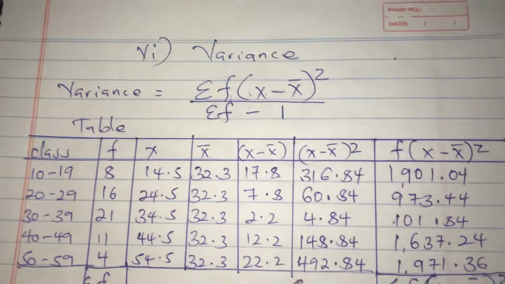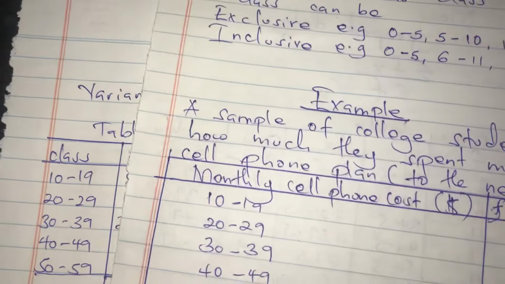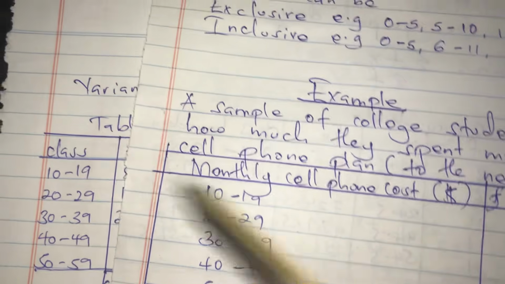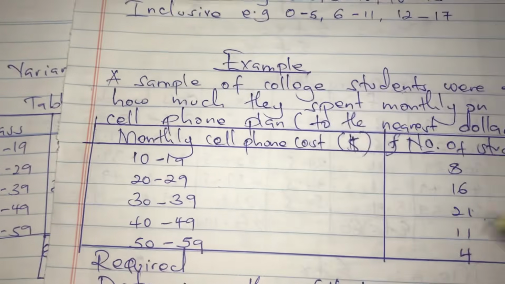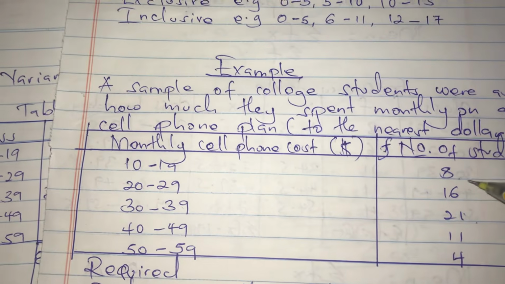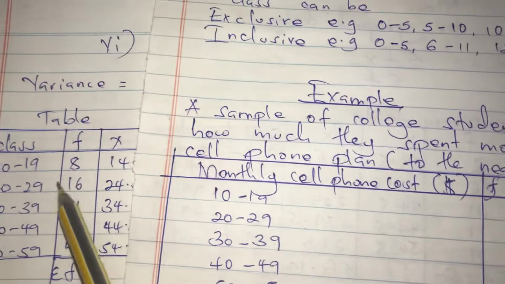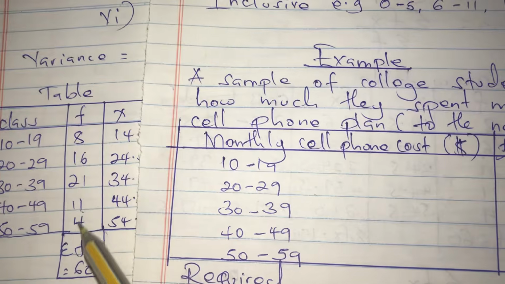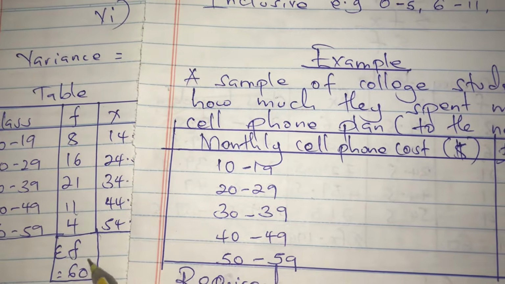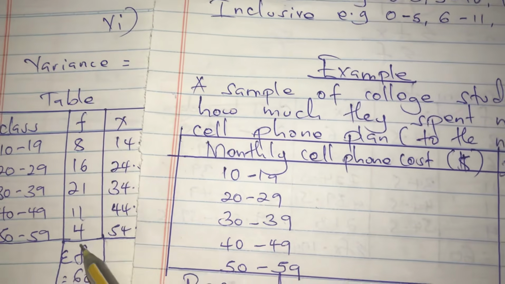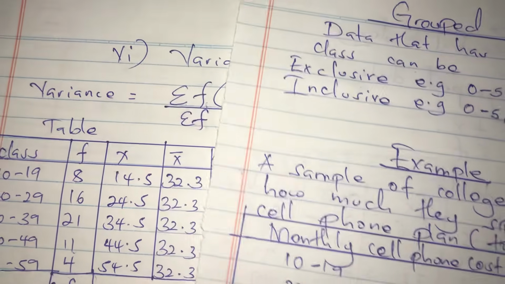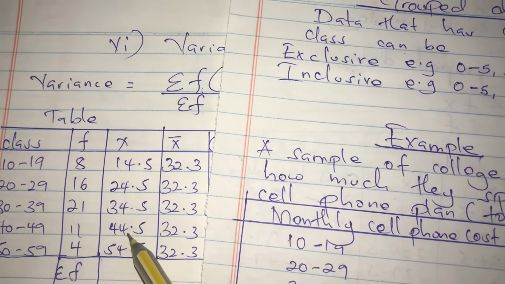The first thing we do is to write the class the way it was given in the question, so we put it here. Then the number of students is the frequency, so we get it from here and put it here as our frequency. We get its summation. Its summation is 60. If you add these, you get 60. Then after that, we get x.